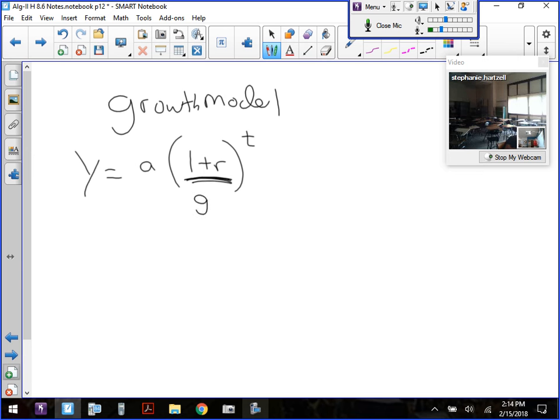This part was called the growth factor. And then the other one was y equals a times 1 minus the rate. Remember, the rate was the percentage written as a decimal over some amount of time. And this part was the decay.